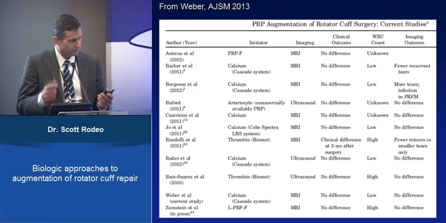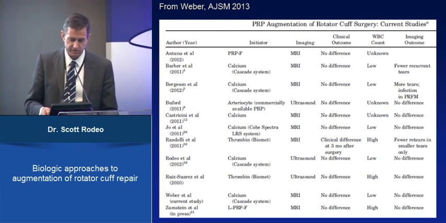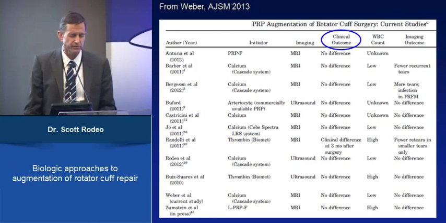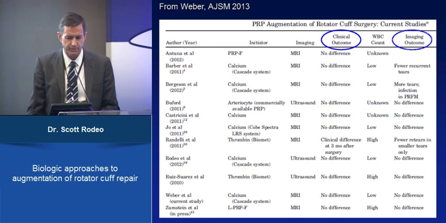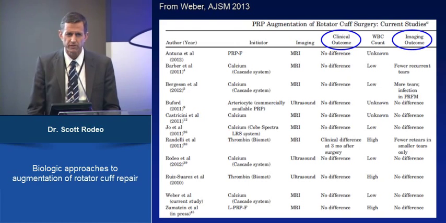And this is a table from their study just demonstrating and summarizing a number of different studies that have been out there. If you just look at the column clinical outcomes, in general, no real difference. And the column on the far right, imaging outcomes, again, in general here, no real differences. So no firm evidence that the PRP improves rotator cuff tendon healing.